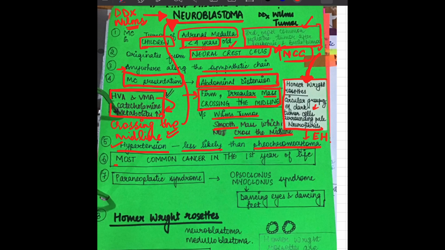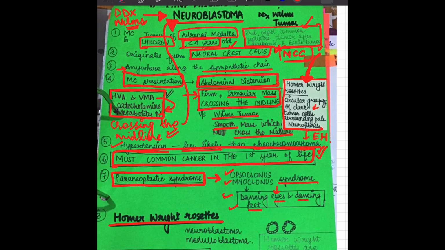Now coming on to the next point, the most common cancer in the first year of life. Most common cancer in the first year of life is neuroblastoma. The next point is paraneoplastic syndrome. Paraneoplastic syndrome, when we talk about it, is opsoclonus myoclonus syndrome. It is really important because this is a peculiar thing that happens. The dancing of the eyes and dancing feet. That means there is an abnormal movement of the lower limb as well as the eyes.